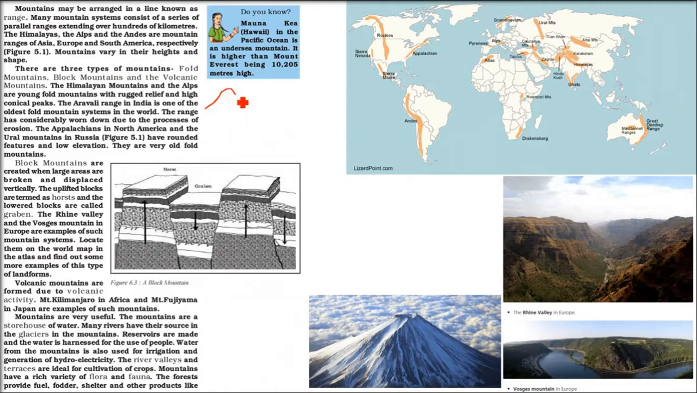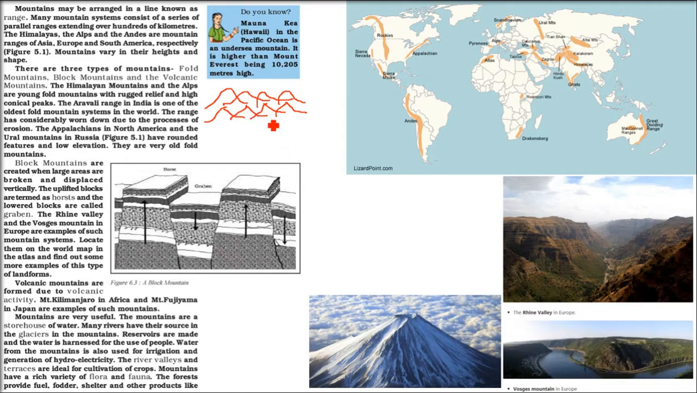And as I said, this is the Pahad or mountain. We call them as mountain range. Mauna Kea, Hawaii, in the Pacific, is the undersea mountain. It is higher than Mount Everest, being 10,205 meters high. Okay, remember this, Mauna Kea. So we have these mountain ranges.